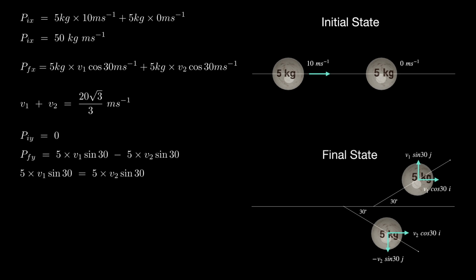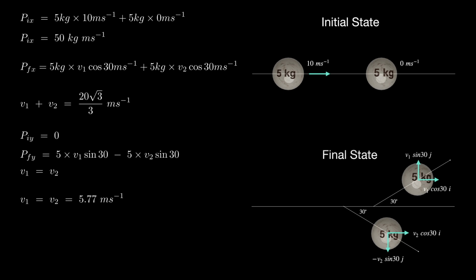This simplifies to v sub 1 equal to v sub 2, indicating that the final velocities of the two balls are equal. Using these resolved components, and the conservation equations, we can determine the final velocities of both balls after the collision. Now that we have the initial and final velocities of both balls, we can determine whether this collision is elastic or inelastic.